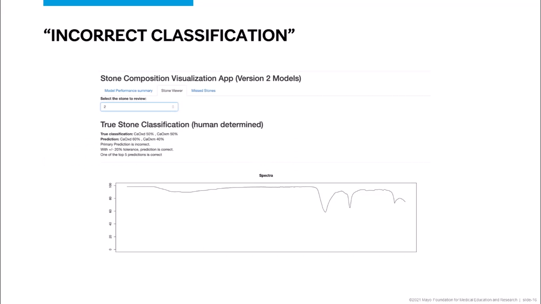This is a more challenging spectrum. This is one where we got it wrong. But if you look at where it's wrong up there and under the classification, we just had the percentages wrong. The model got the right two constituents correctly, but it disagreed a little bit on the percent composition.